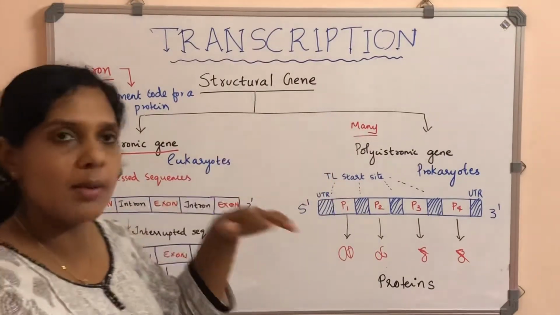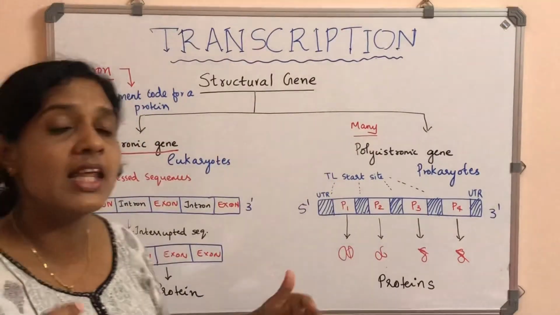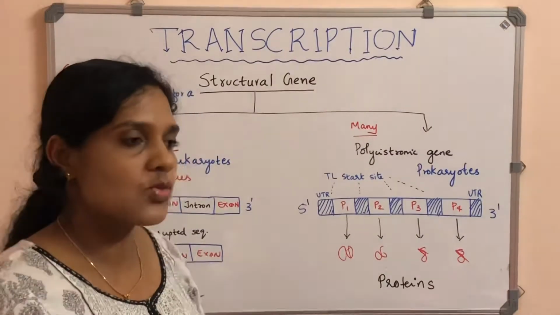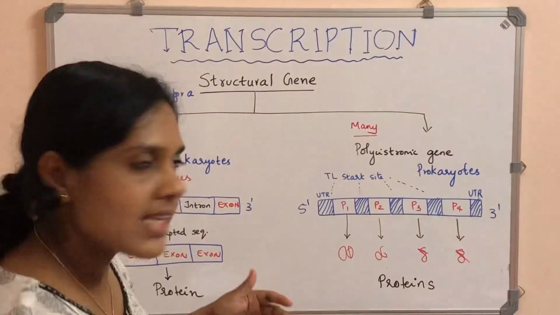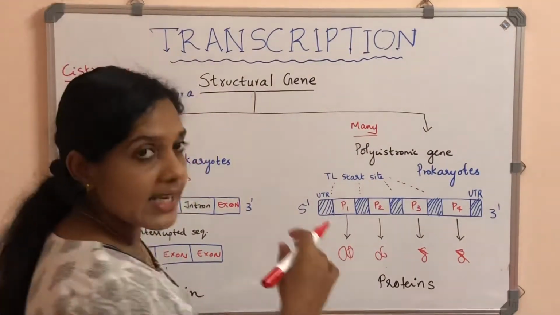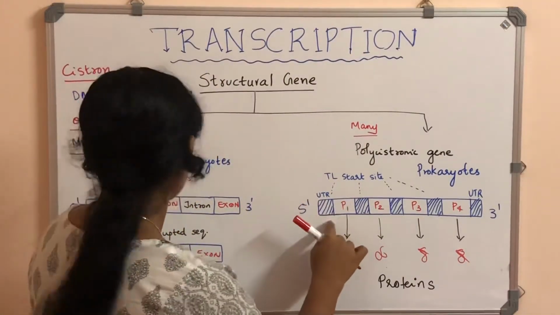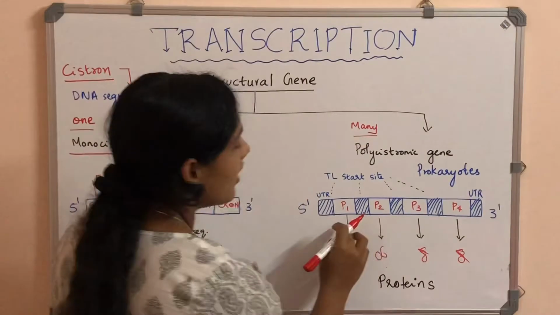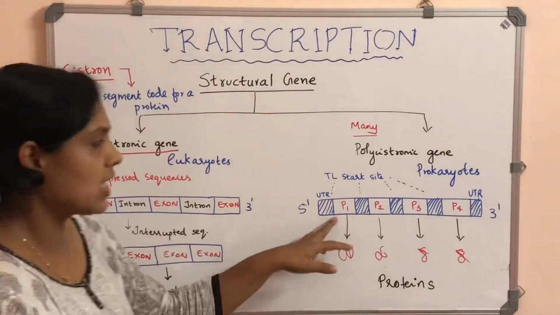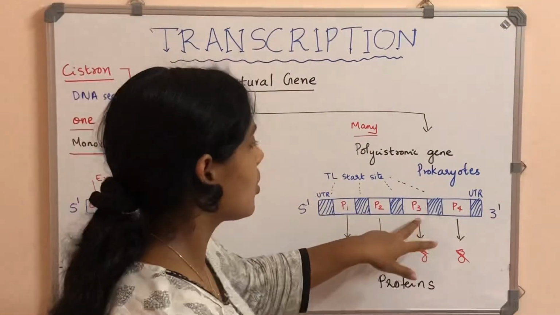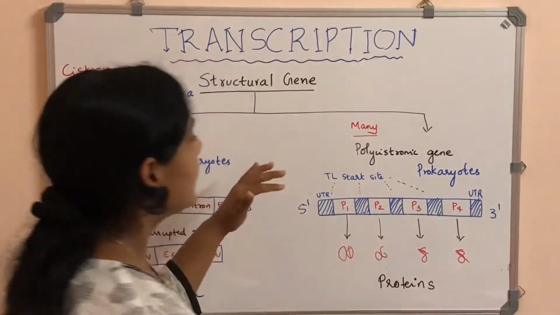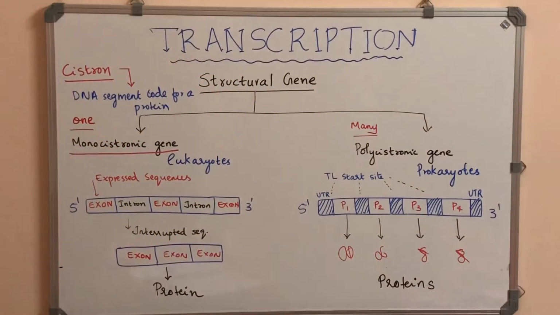Poly means many. They can synthesize many proteins from a single segment of DNA. Single cistron, they have many translation start sites. So they can synthesize many proteins: protein 1, protein 2, protein 3 and protein 4.